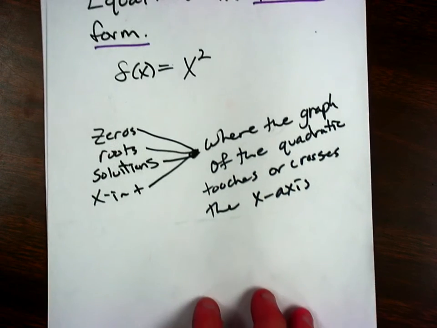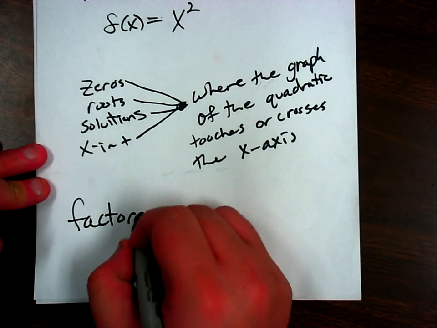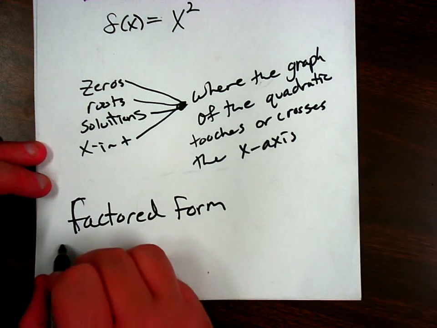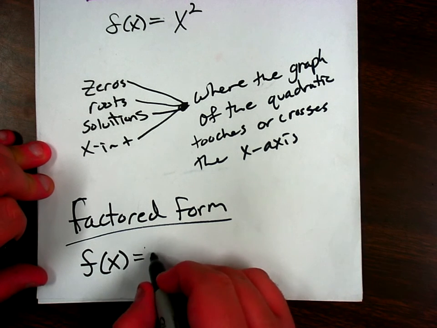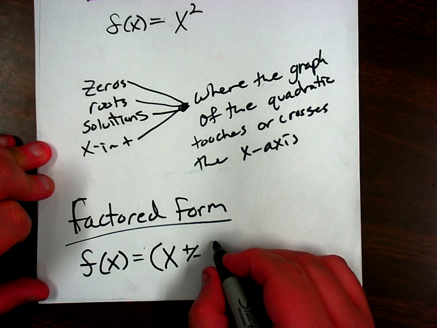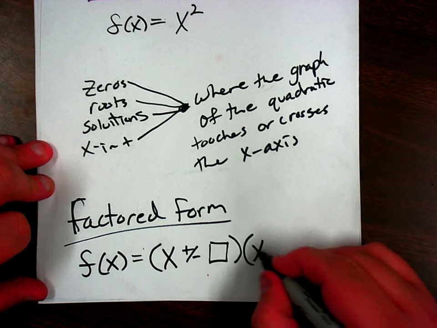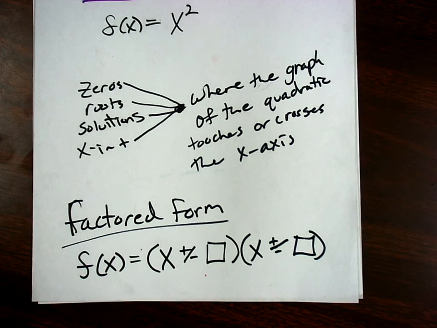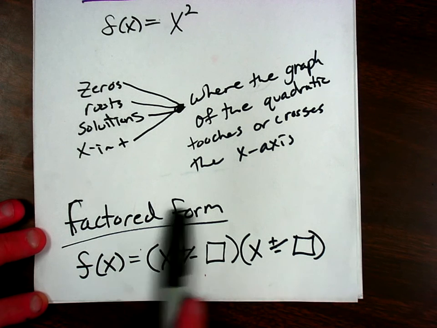All right, now we need to really dig into the new vocabulary, and that is factored form. Factored form for a quadratic is going to look something like this. Okay, f of x equals (x plus or minus some number), parentheses, and then another set, (x plus or minus some number), parentheses. Okay, that's factored form. We don't know what these numbers are yet, but I'll show you how to find them in just a minute. But this is kind of what the form looks like.